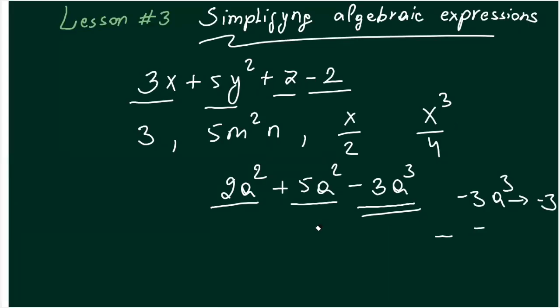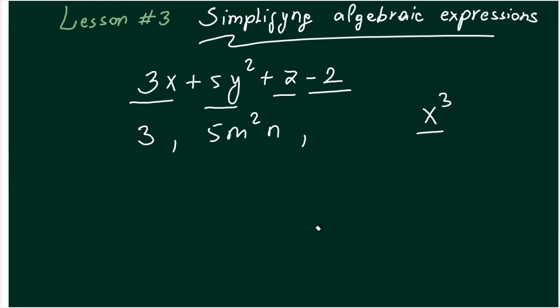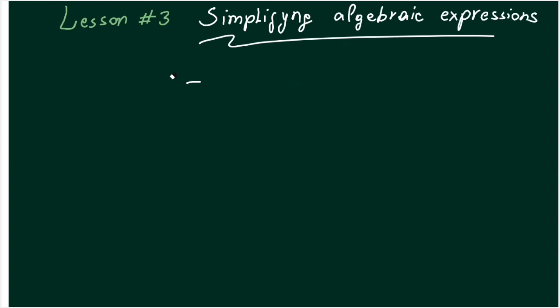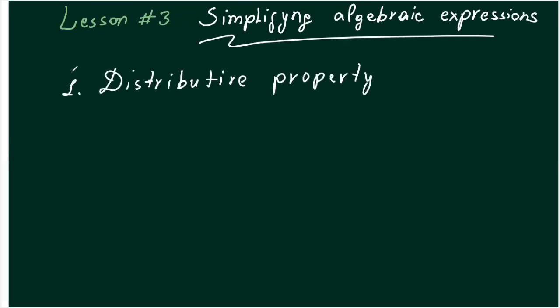Okay, when we have to simplify an algebraic expression, we have to replace it by an equivalent algebraic expression having no like terms and parentheses. So to simplify an algebraic expression, we have to know algebraic properties. There are 3. Let's start with the distributive property. The first property is the distributive property.